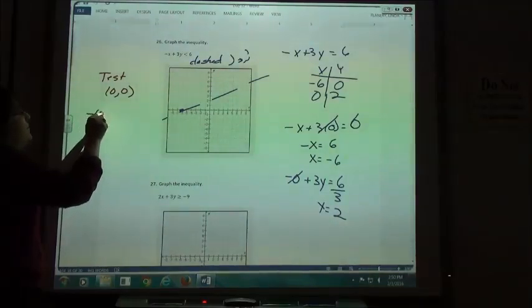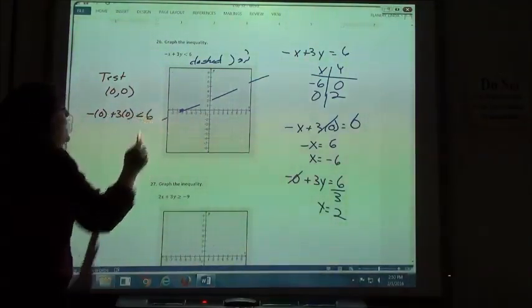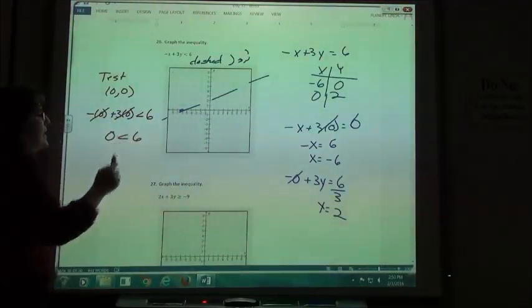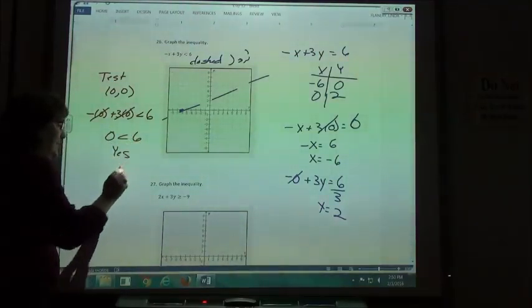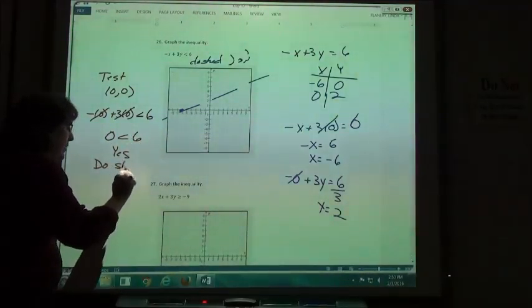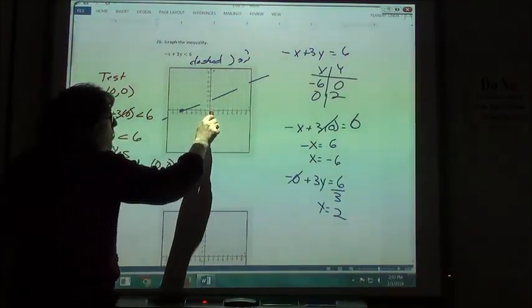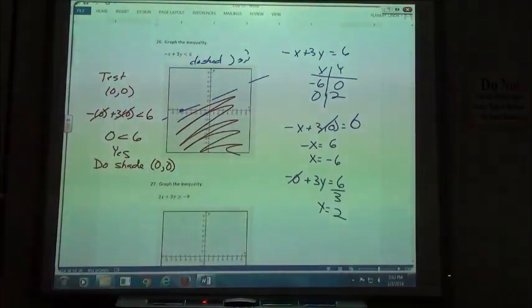So negative 0 plus 3 times 0, is that less than 6? This would be 0, this would be 0. Is 0 less than 6? Is 0 less than a positive number? Yes. So I do shade the 0, 0. Here's where my 0, 0 is. I want that side shaded, and so I'm shading below my line.